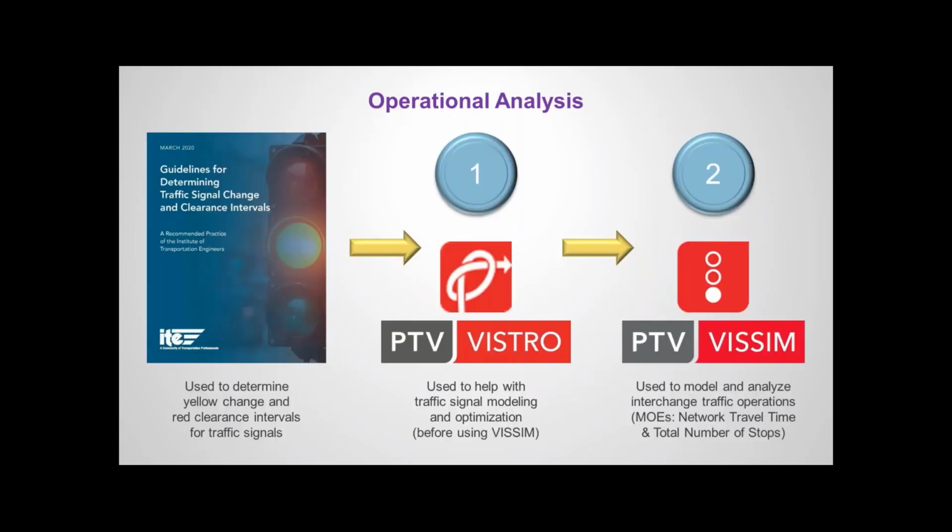And so to analyze the operational performance of the displaced DDI, first, I determined the yellow change and red clearance intervals of all traffic signals using ITE's new guidelines, which were published just last year in March 2020. I also used PTV Vistro to help analyze and optimize the traffic signal timing before using VISSIM. And finally, I implemented the optimized signal timing plans in PTV VISSIM for each scenario. My MOEs, or measures of effectiveness, were network travel time and the total number of stops.